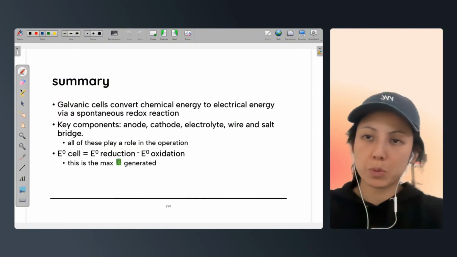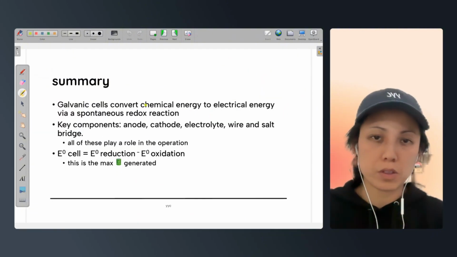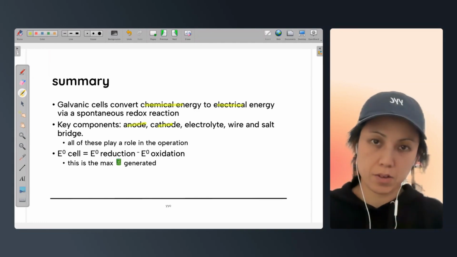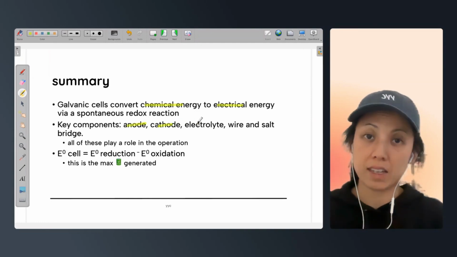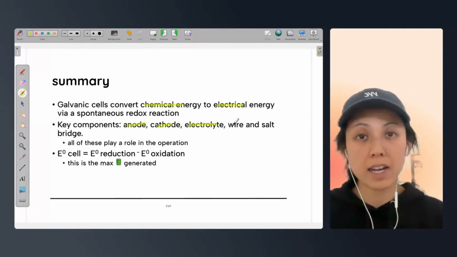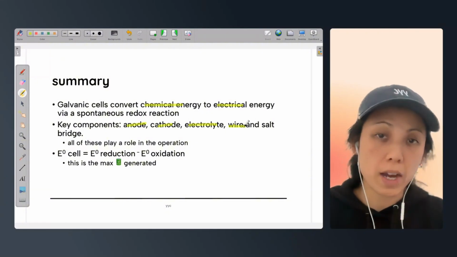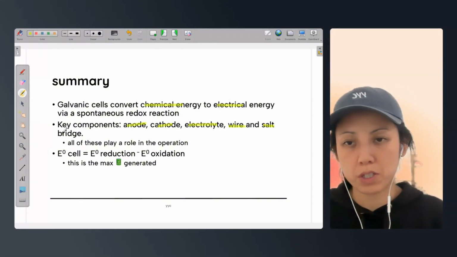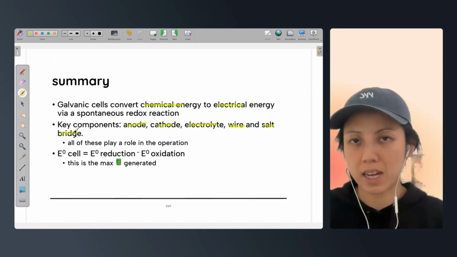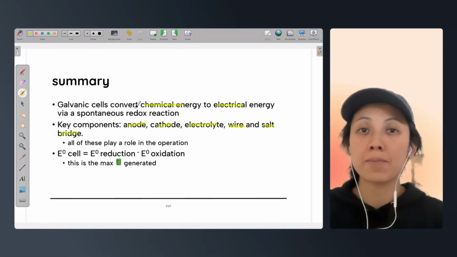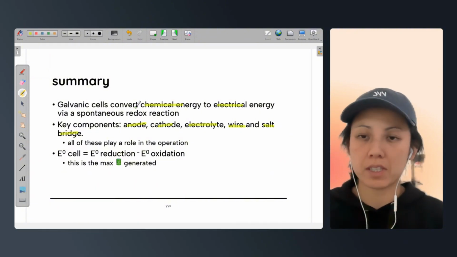Cool. So let's summarize what we went through. Galvanic cells are really good at converting chemical to electrical energy. Remember, anode, cathode, the solid things in each of those half cells. You've got an electrolyte, both of those beakers, electrolyte in there. You've got an external wire where the electrons move through, and you've got a salt bridge to connect the two again and to also maintain that electrical neutrality. All of these play a really important role in how a galvanic cell operates.